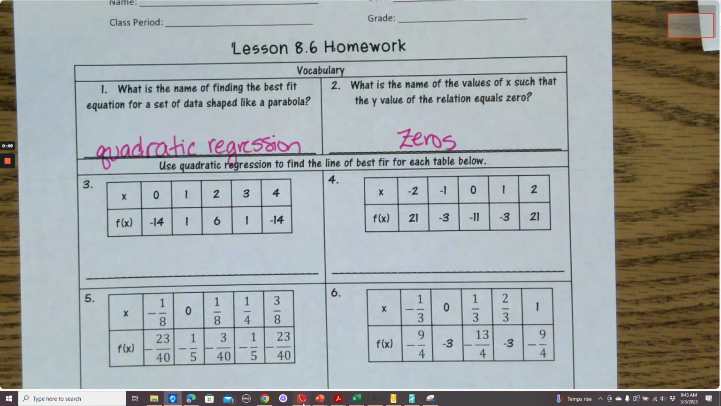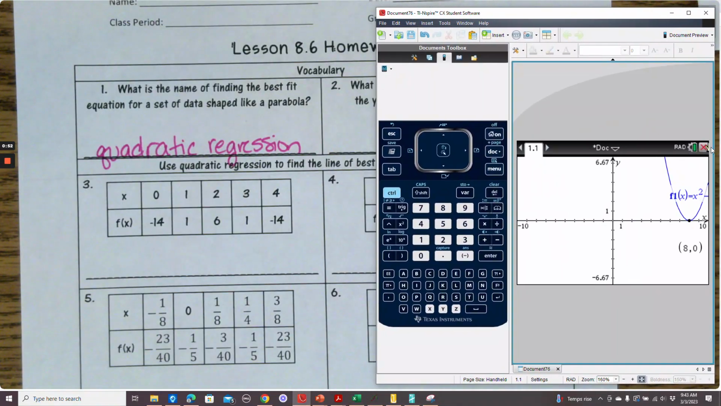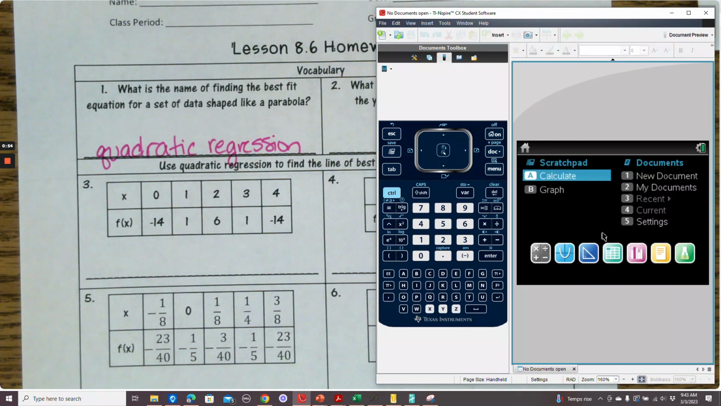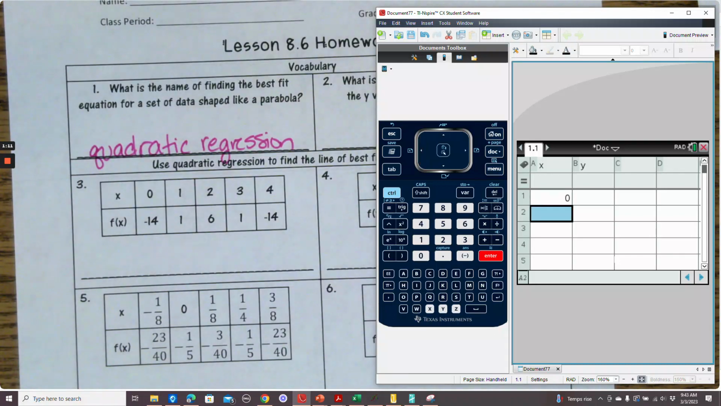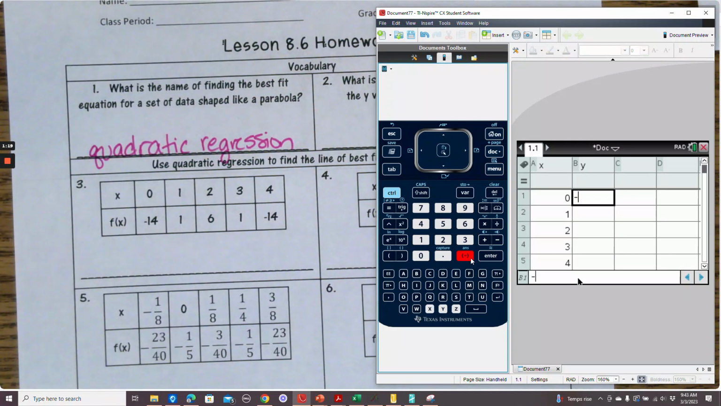All right, so quadratic regression. Always start fresh anytime you're doing any kind of regression. So we're going to go here. It's the fourth box at the bottom, the green kind of table. That's lists and spreadsheets. We're going to put an X next to the A and a Y next to the B. And then we put our X's underneath the X, and then we put the Y's. Remember, f of X is just a fancy Y. There. And they should line up. You shouldn't have more X's than Y's or Y's than X's.